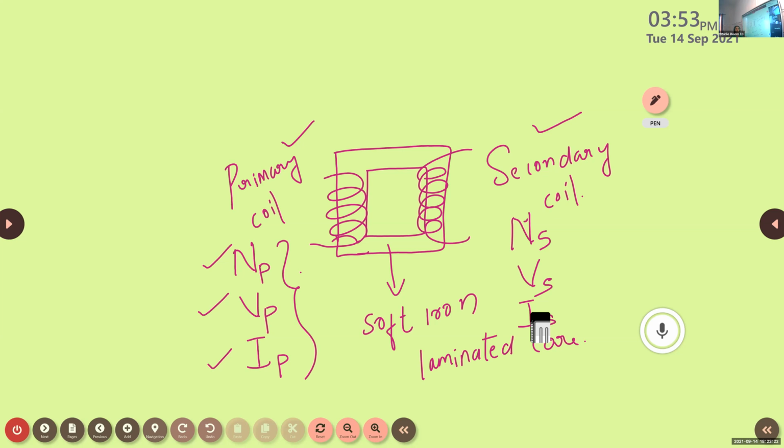Primary coil means the coil at which the energy is given. That coil is known as the primary coil. The coil from which the energy is taken out is called the secondary coil.